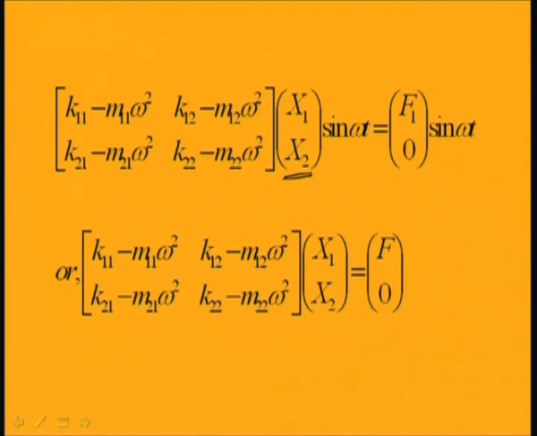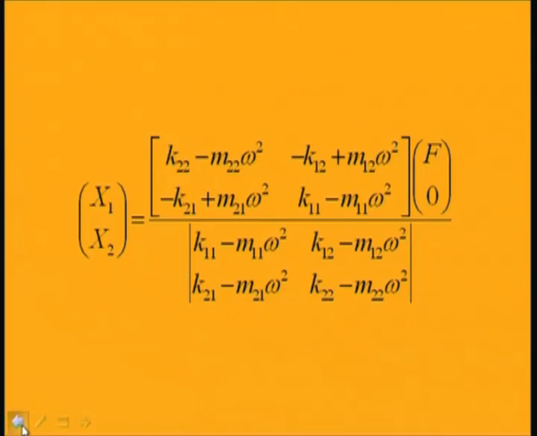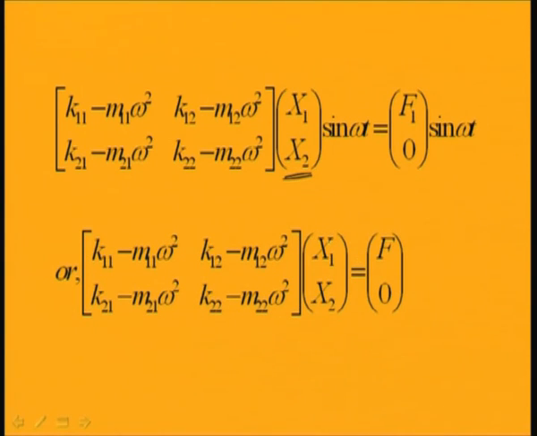So this reduces to this form: K11 minus M11 omega square, K12 minus M12 omega square, K21 minus M21 omega square and K22 minus M22 omega square, into X1 X2, equal to F0. This contains two algebraic equations with unknowns X1 and X2, so you can solve them to find X1 and X2. There are several methods to do this. You may use Cramer's rule if the equations of motion are of higher order, but as it is only a 2 degrees of freedom system with only two unknowns, you can simply solve these two equations to find the solution.